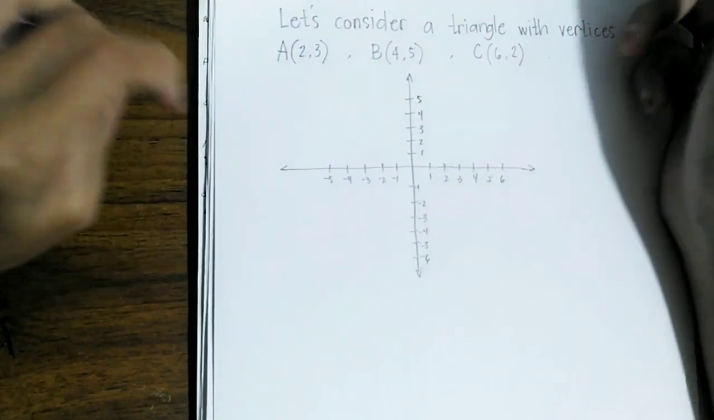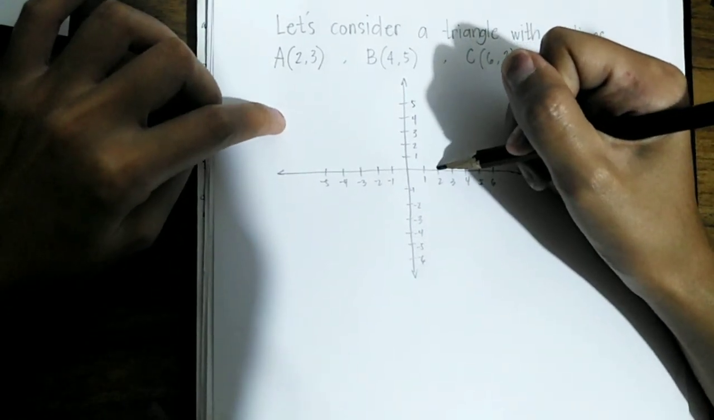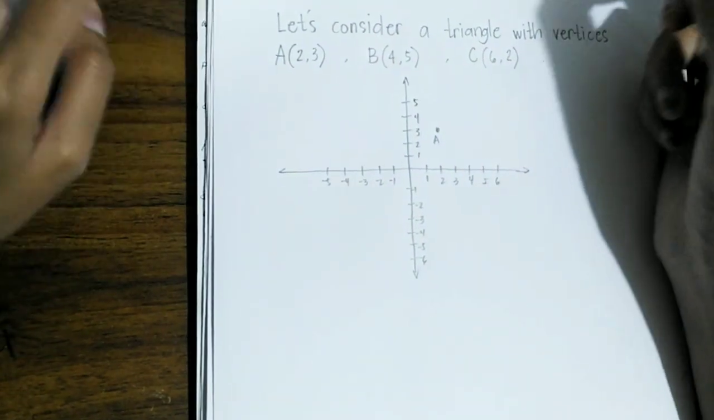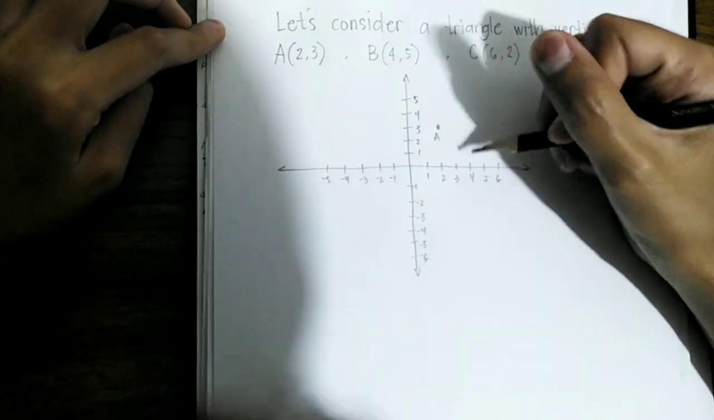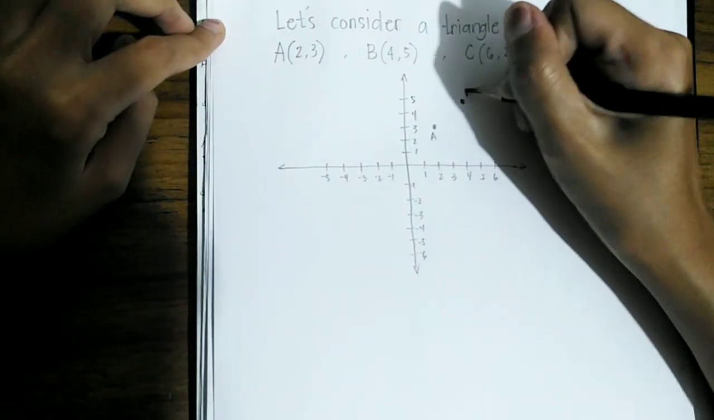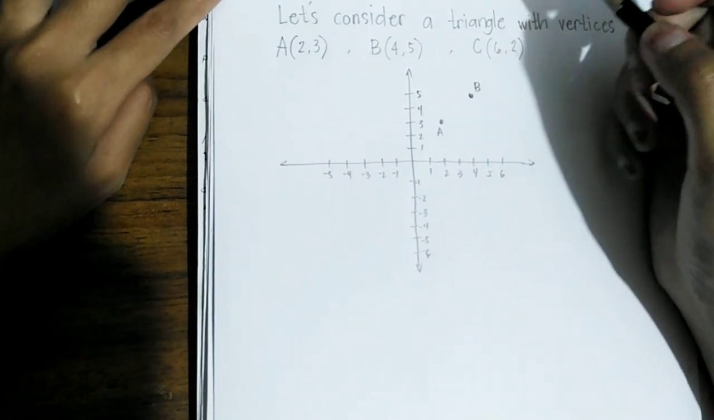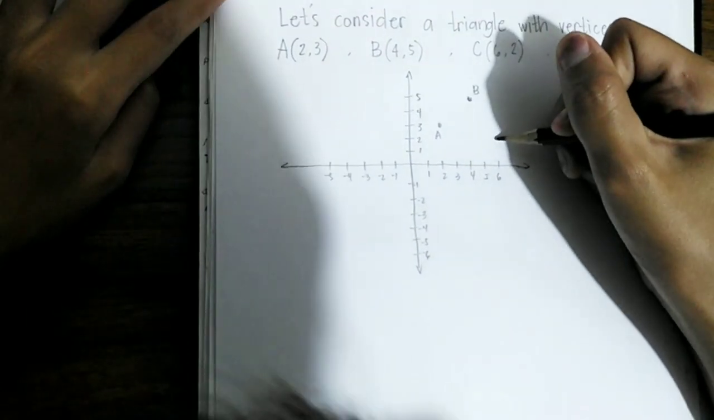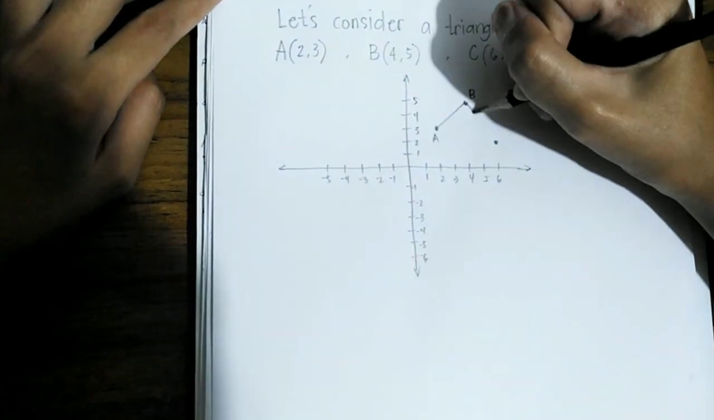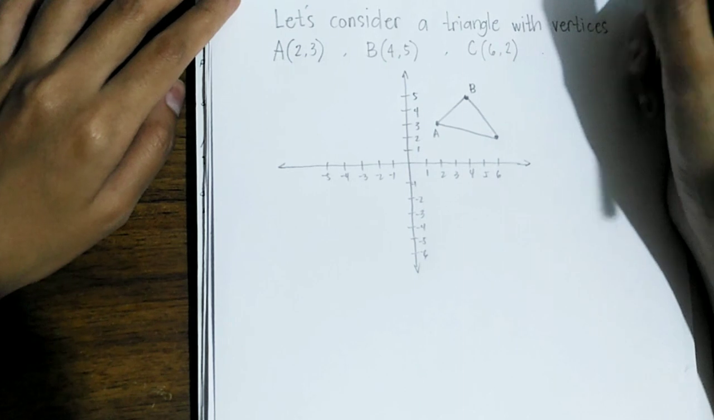So, point A has coordinates (2, 3). It is more or less over here. Point A. Point B has coordinates (4, 5). It is more or less over here. Point B. Point C has coordinates (6, 2). It's more or less over here. So let's connect the points. So this is the original figure.